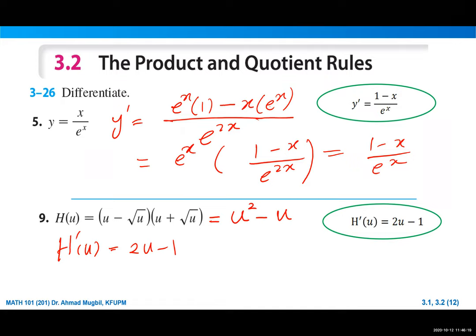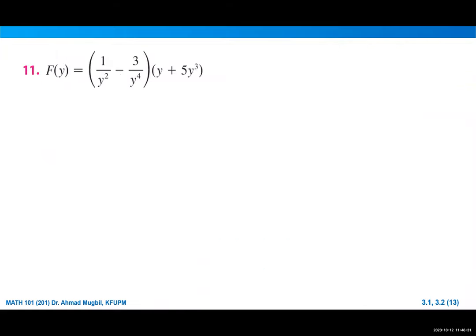So what is the trick that we learned from this exercise? Simplify your function first. Before differentiating, simplify your function or write it in the simplest possible form. Please try it by the product rule. You will see how long it will be. Similar idea here. Don't use the product rule directly. What you should do first is simplify. Is it a difference of squares here? No, but you can multiply the first one by the two terms.